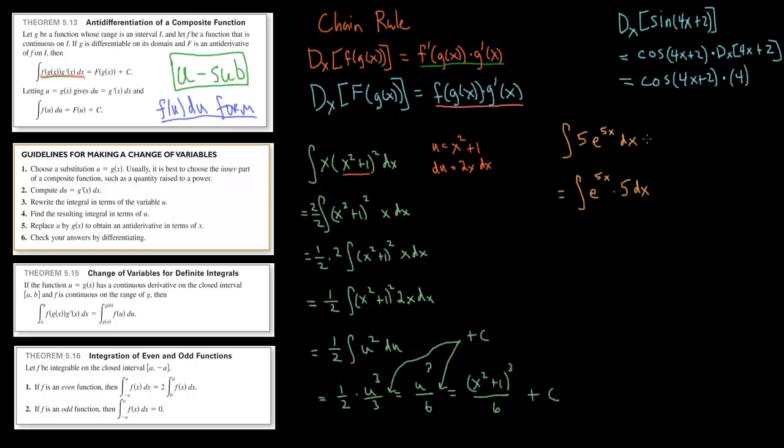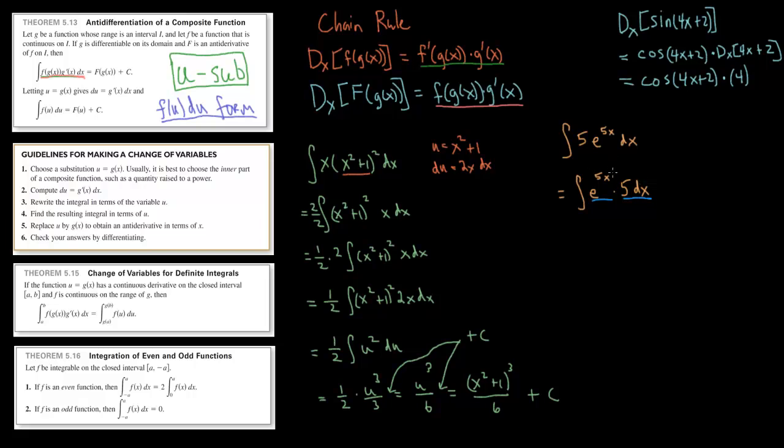Again, just don't let these things throw you off. dx is just an item. e to the 5x is just an item, and 5 is just an item. We can use the commutative property of multiplication to rearrange those three things however we see fit. So notice I just transposed e to the 5x and 5. But notice what we have here. We have a composite function, e raised to the 5x, and then we have the derivative of the inside function, 5 dx.